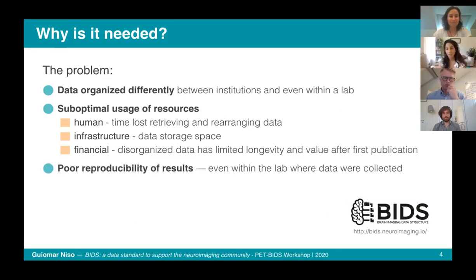So on top of that, disorganized data leads to very poor reproducibility of results, even within the lab where the data was collected. So BIDS tries to deal with some of these problems.